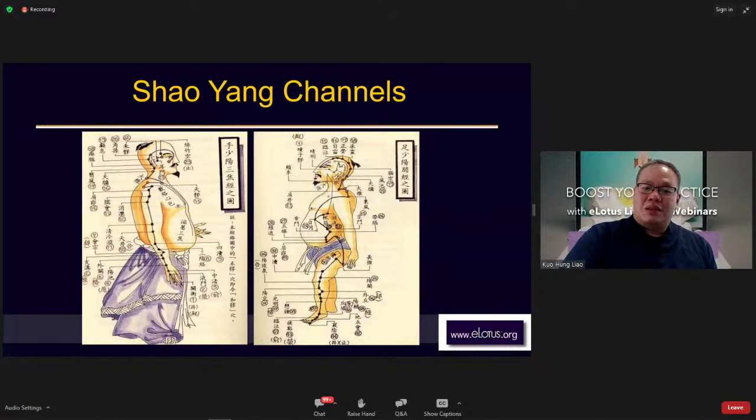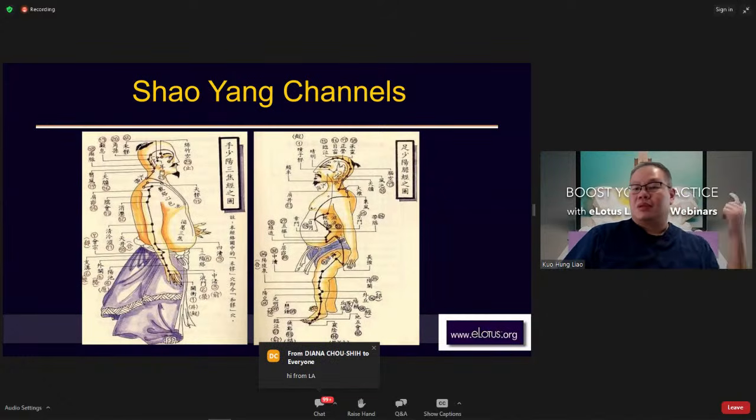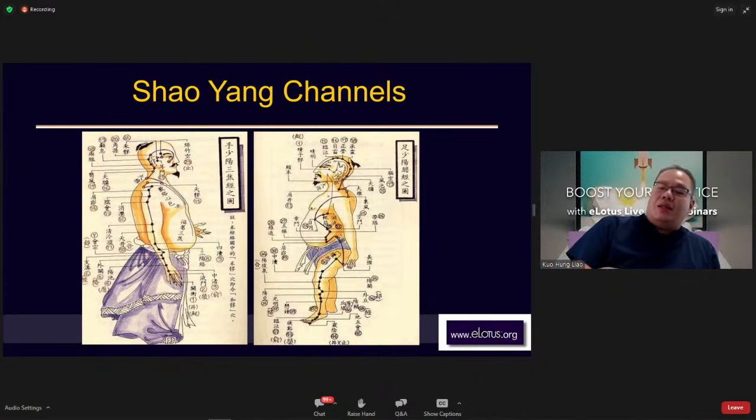Okay, that's the Shaoyang channel. The Shaoyang channel has the hand Shaoyang sanjiao and the foot Shaoyang gallbladder. The hand Shaoyang starts from the hand, goes up to the supraclavicular fascia, goes to the face, and goes down to the body. And the foot Shaoyang gallbladder goes from the face down the body, all the way to the foot.